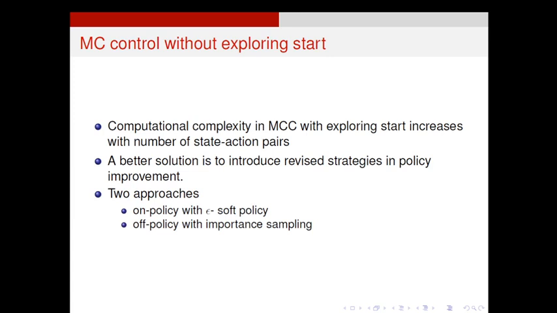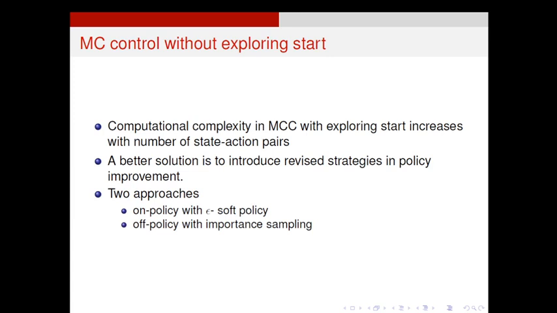See, in policy improvement, there are two approaches. One is on policy with the epsilon soft policy. The soft policy is actually a generalization of epsilon greedy policy. Then off policy with importance sampling. See how the policy improvement will adjust it.